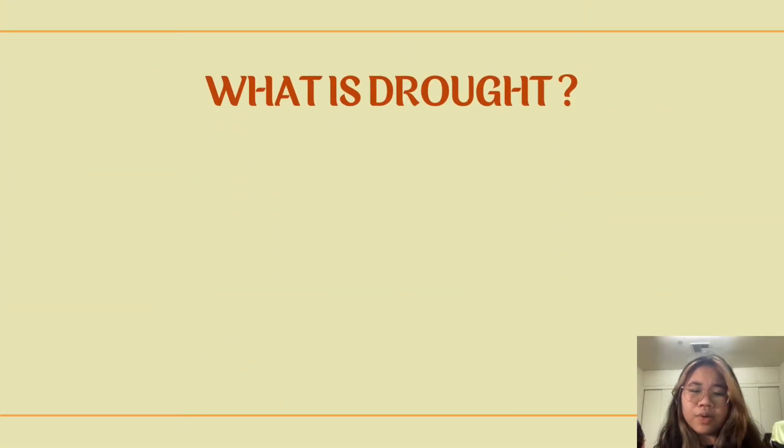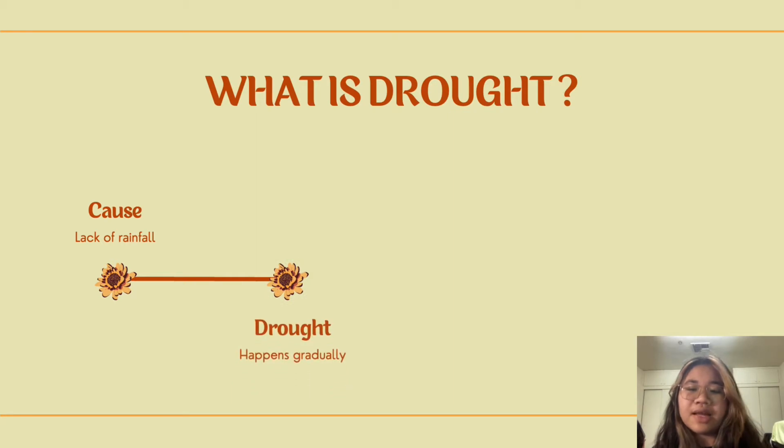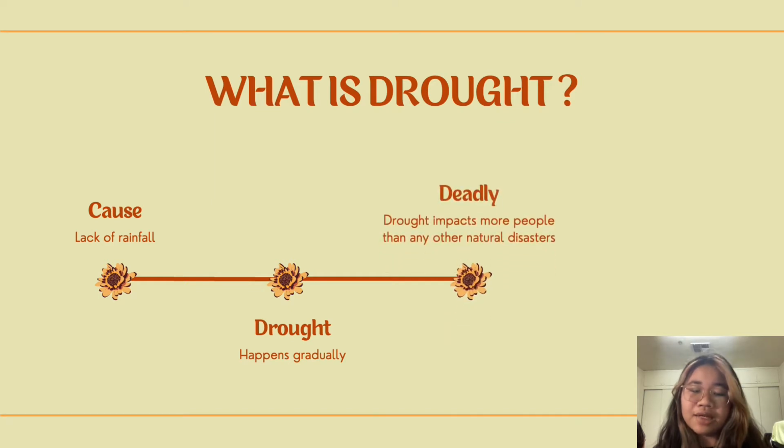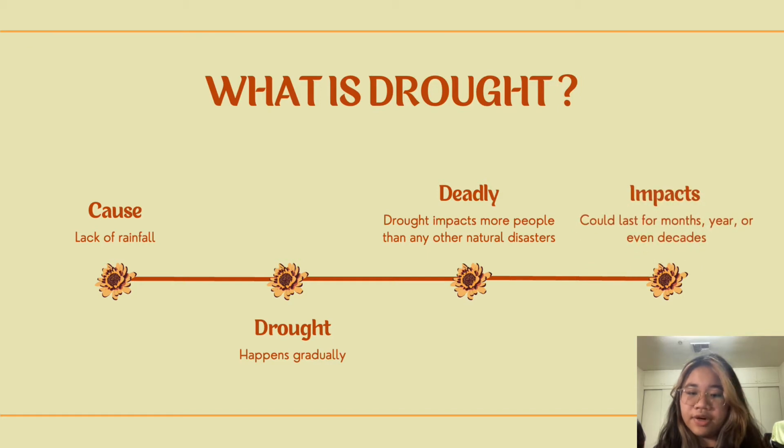First things first, what is drought? Drought is caused by the lack of rainfall over a prolonged period of time. Unlike other extreme weather events that are more sudden, like hurricanes or earthquakes, droughts happen gradually, but they can also have deadly impacts. In fact, drought has impacted more people over the past 40 years than any other disaster. Over time, droughts get even more severe. When one arrives, it can last for months, years, or sometimes decades.